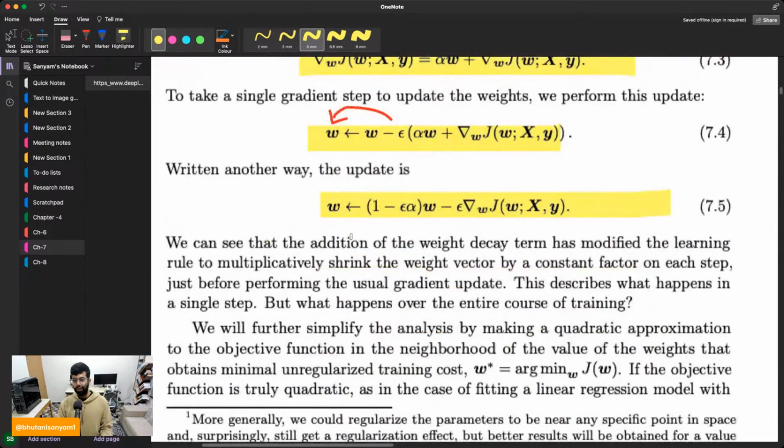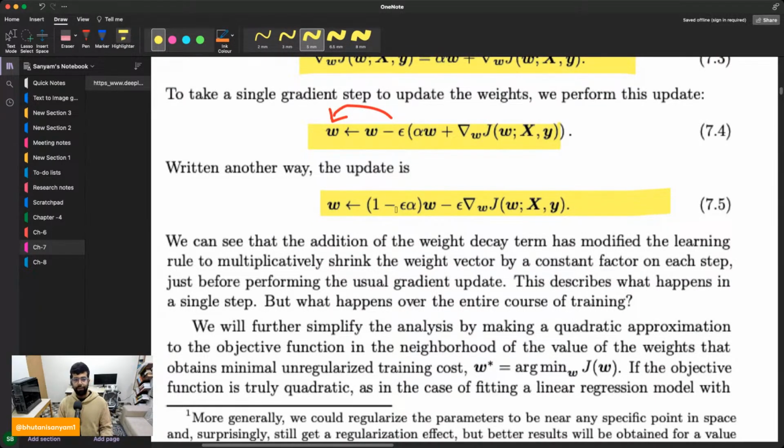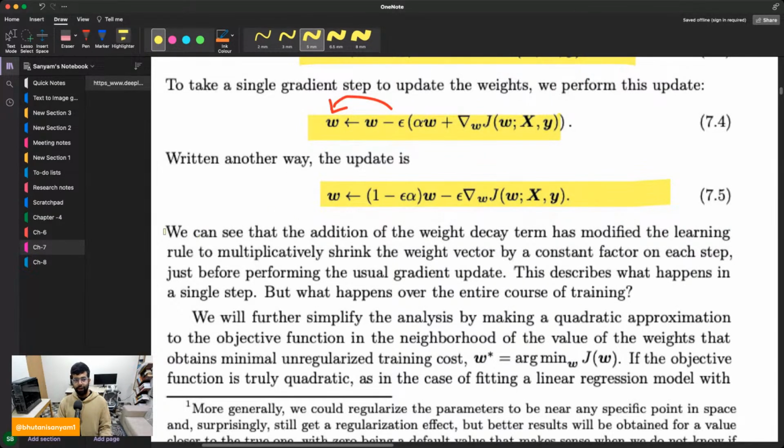Written another way, you can do some mathematical simplification, and they rewrite this in a different fashion. They say we can see that the addition of the weight decay term has modified the learning rule to multiplicatively shrink the weight vector by a constant factor on each step.